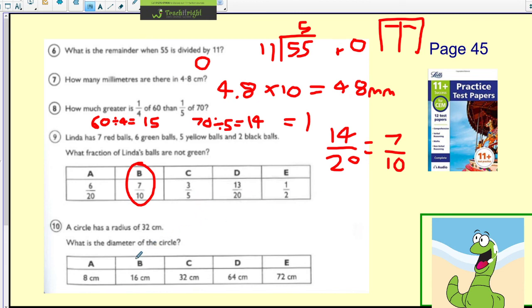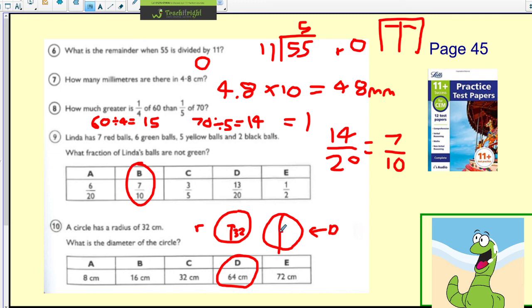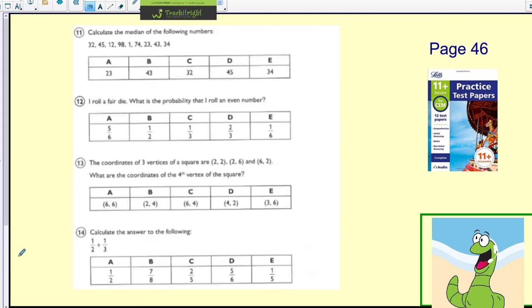Number 10, a circle has a radius. I'll do myself a little sketch here, a radius of 32. What's the diameter? Well, the diameter I know is the entire length, so it's going to be twice the radius, so 64. And that's just a circle. So again, that one was my radius. That drawing was to show my diameter, both of them going through the midpoint. That's again a little important fact to know. So if you didn't, make sure you jot that fact down somewhere. You can revise later. Right, last few questions.